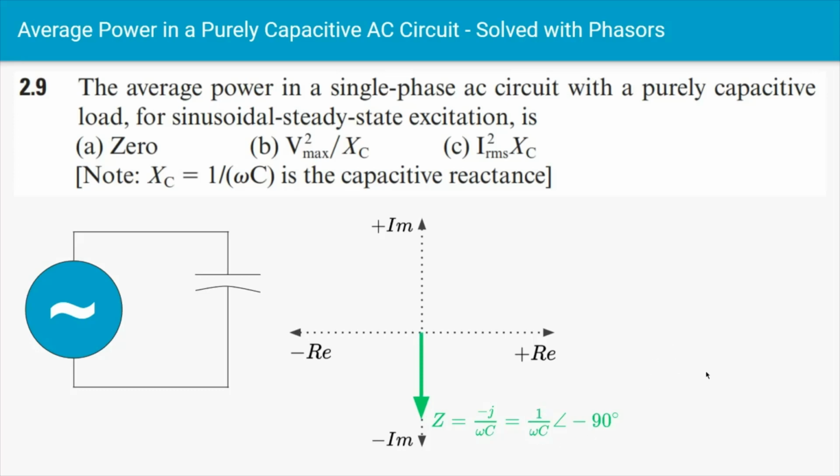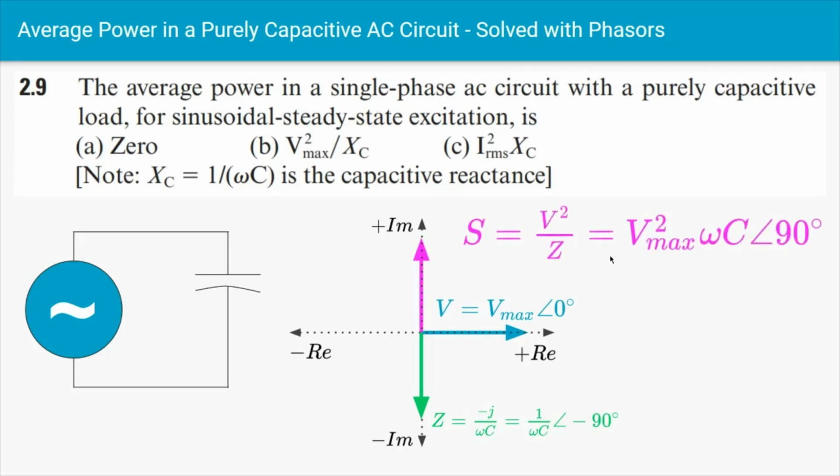Now, what's the voltage? The voltage, let's just call it V max as the magnitude, and the angle we'll assign as 0. Now, how do we use these, right? Well, we're looking for power. So we're going to do the apparent power, S, equals V squared over the impedance. Well, that's going to be V squared, right? It's just V max squared.